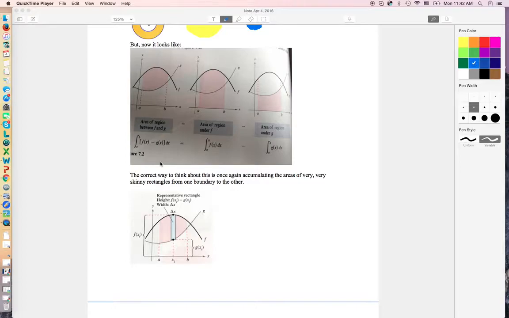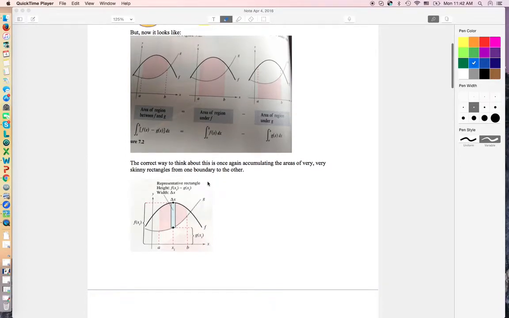The correct way to think about what we're doing here, though, is to, again, think about these representative rectangles. And these are rectangles that are in the kind of bounded area we want, that have a really skinny width, delta x, and the height of these rectangles is given by the value of the function f minus the value of the function g, because the value of the function f would be the whole y value all the way up to the top. The value of the function g is only the y value from here to here. So when we subtract them, we end up with the distance from curve f to curve g.